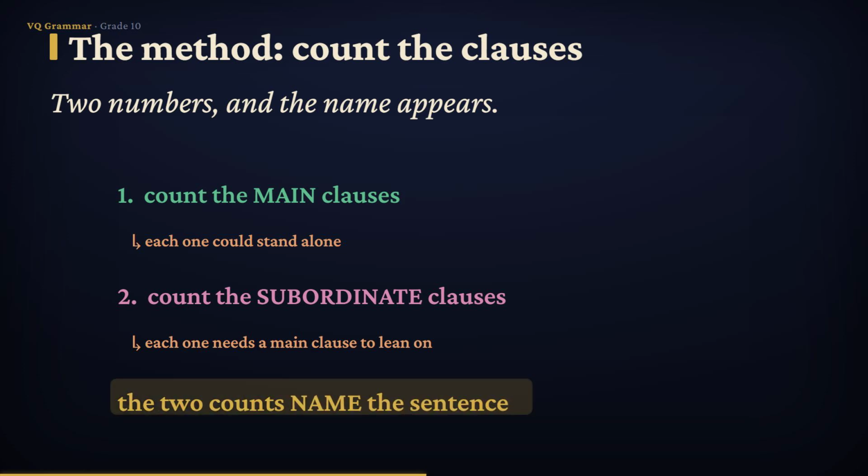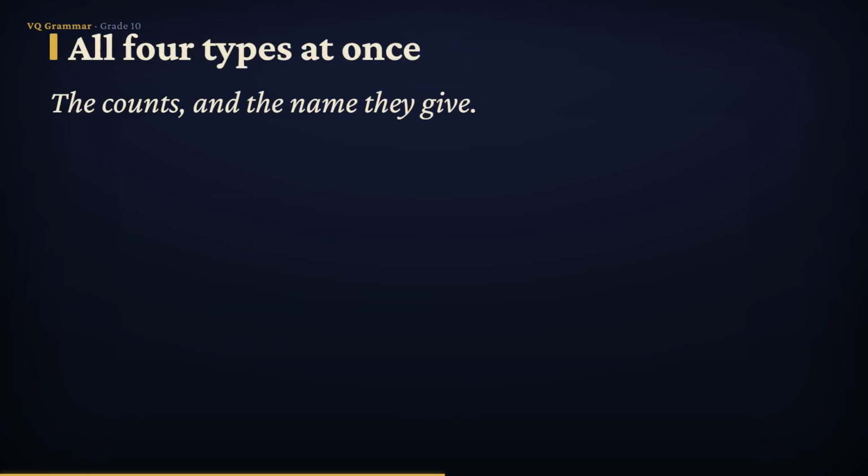And those 2 numbers name the sentence for you, every single time. You don't have to feel your way to the answer or trust your ear. You just count and the name falls out. Let's put all 4 sentence types side by side, because seen together they make one clean little table.